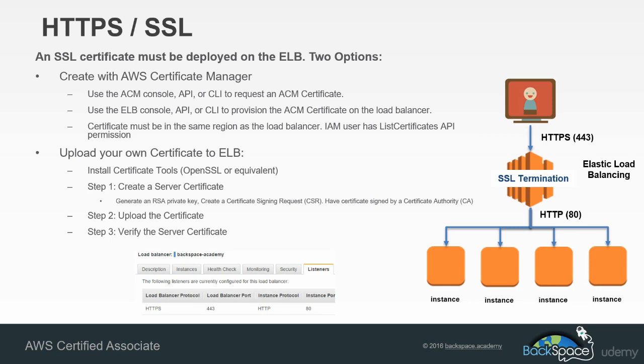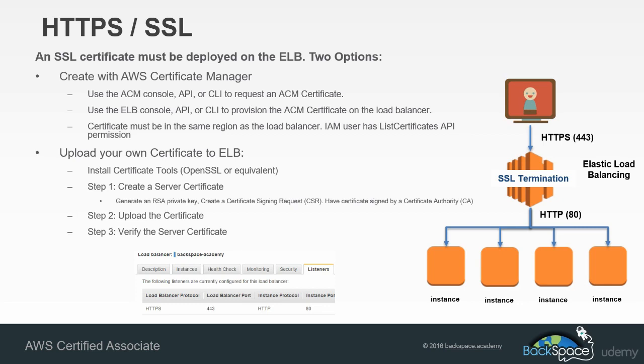Great service. So the way that would work is we would use the ACM, the AWS Certificate Manager console, or we could even use an API or CLI command to request an ACM certificate. And then we could use the Elastic Load Balancer console when we get that ACM certificate, or use an API or CLI command to provision that ACM certificate on our load balancer.